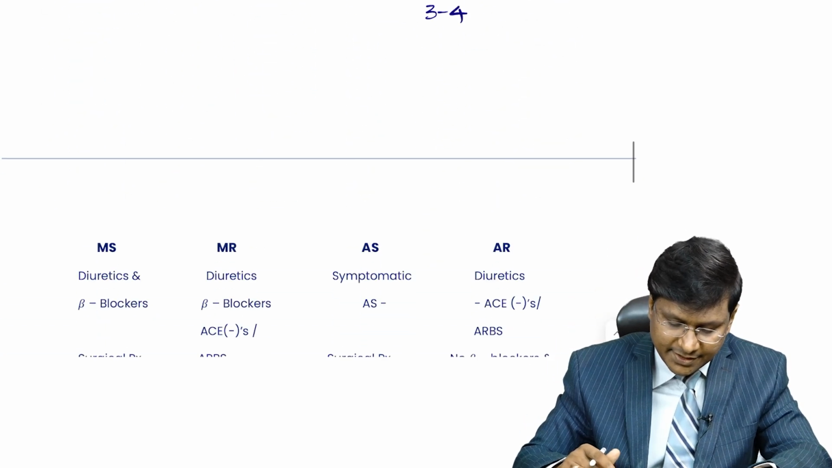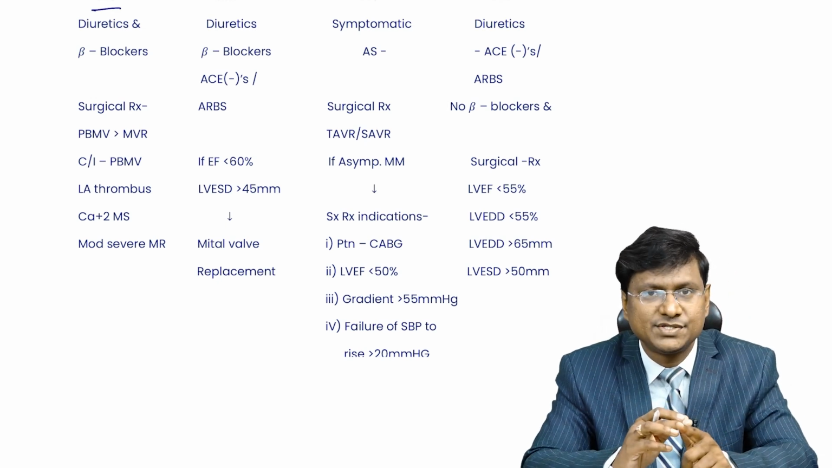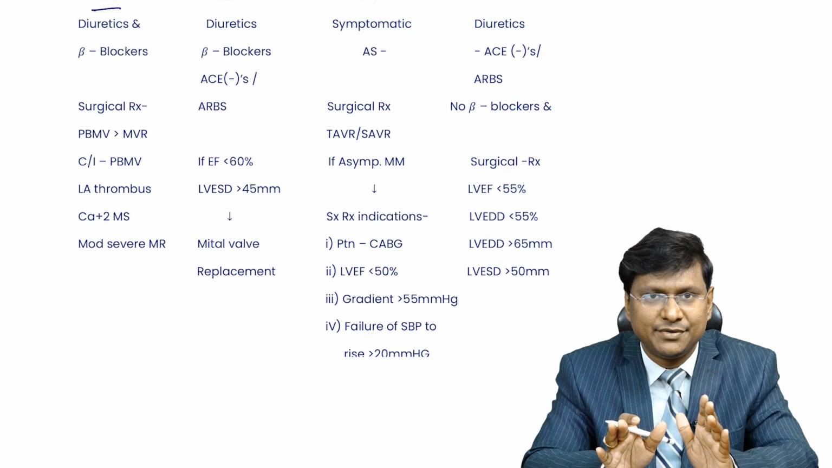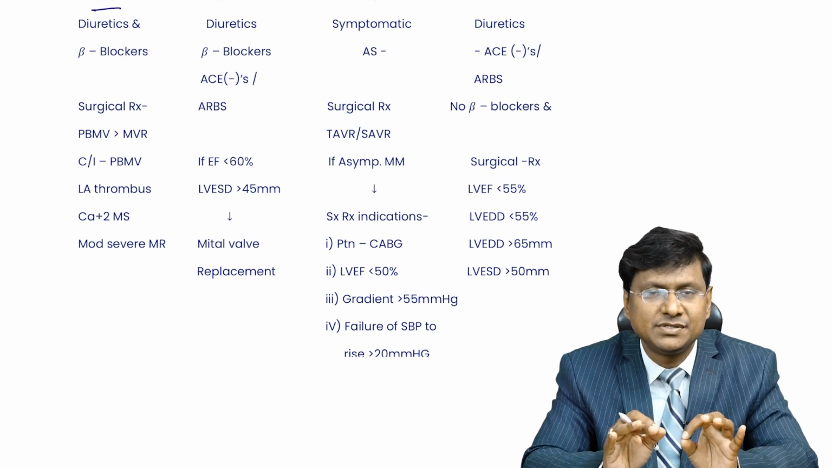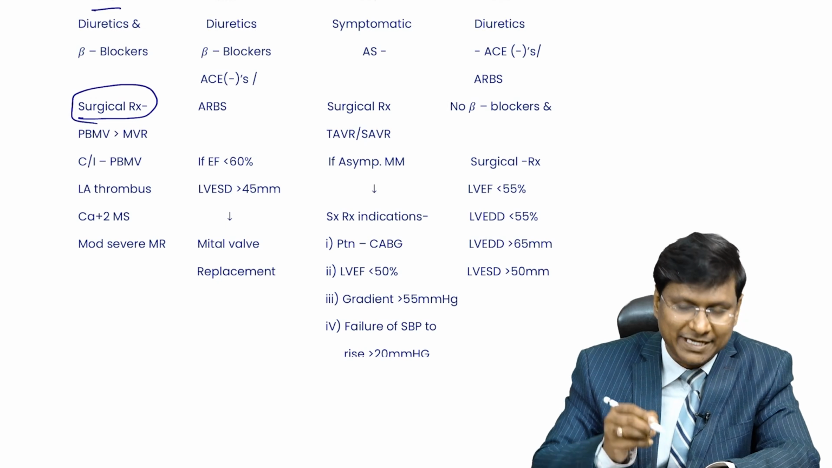Then coming to the treatment. In case of the MS, if it is mild or moderate MS, or if it is progressive or severe MS, we just give beta blockers and diuretics. But if it is very severe MS, where the individual is severely symptomatic, that is the reason why you need to plan for surgical treatment.